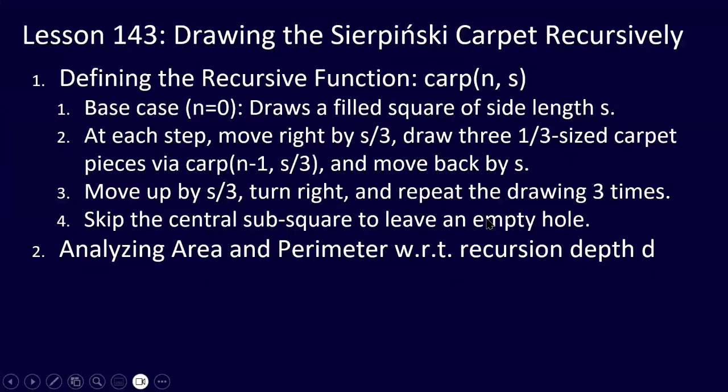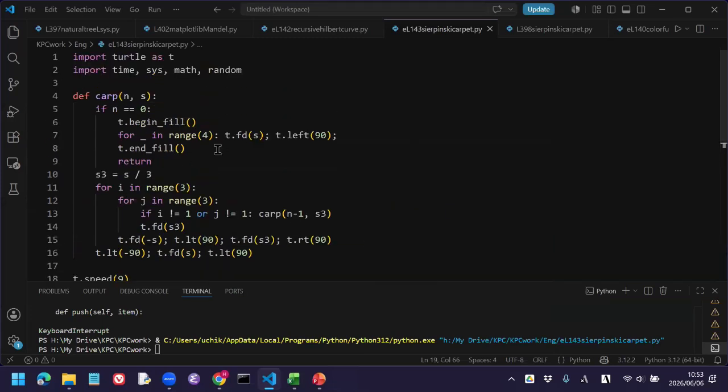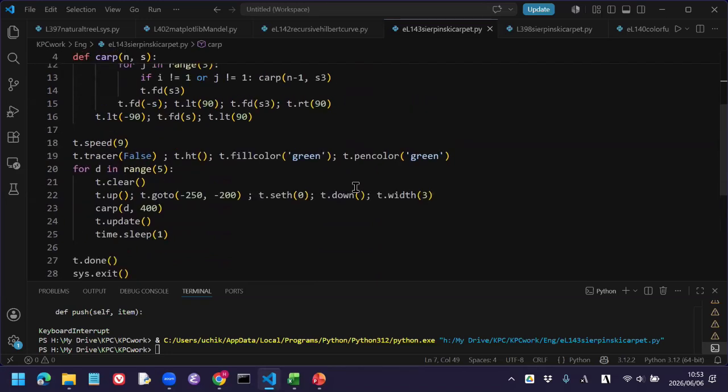So, this is good. So, we want to analyze area and perimeter with respect to recursion depth d. To do that, we will measure the area first. The total remaining area scales by 8 over 9 at each level. So let's take a look. So here, after drawing a square, we will add, print the total area. So before running, after clearing, we will initialize total area as 0.